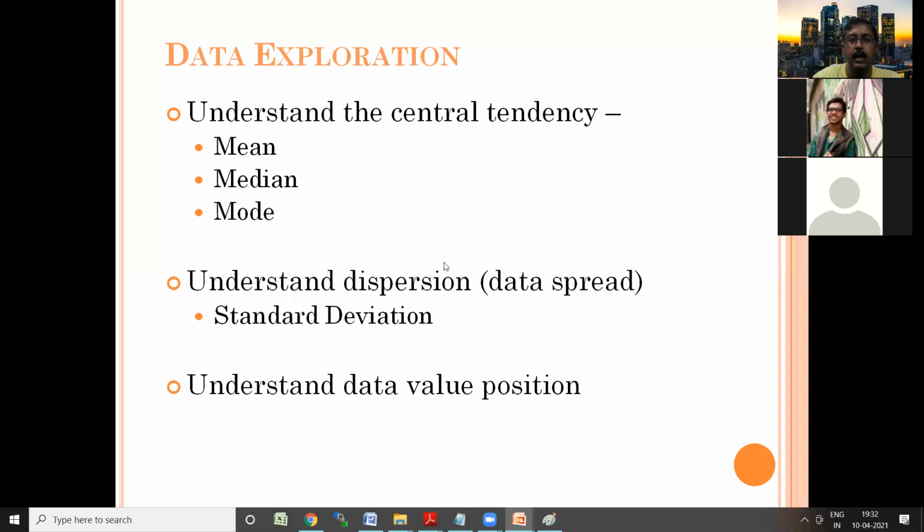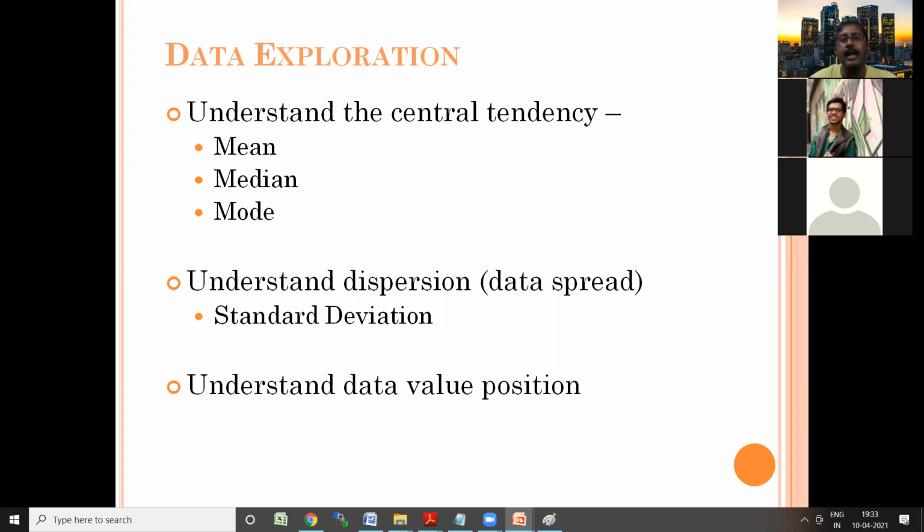The second set of measures are called the measures of dispersion. That means how dispersed or how spread out the data is. The typical measure that we use in machine learning, again coming from statistics, is called standard deviation. And the third one is to understand the data value position. This is based on a very common concept in statistics known as quartiles. We can understand the data value positions from the quartiles.